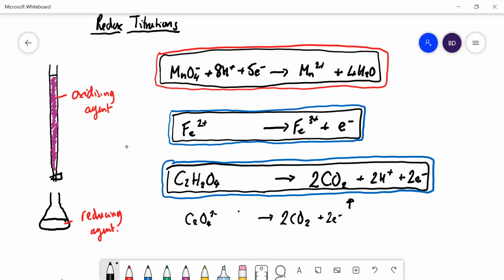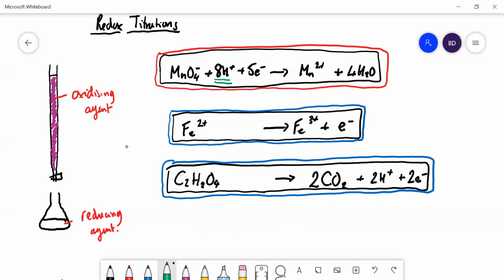Right, now let's talk about how this works. If the oxidizing agent is potassium permanganate, it's important to realize you need some acid there. You need 8 moles of acid for every 1 mole of manganate. So you have to make sure you acidify the solution.